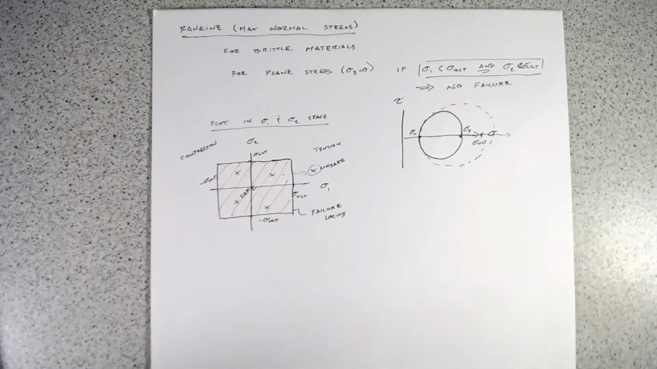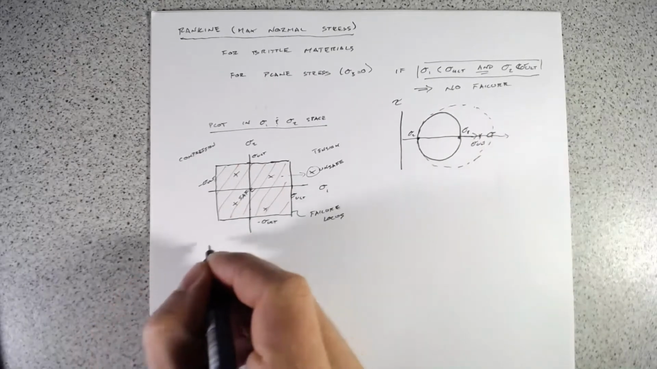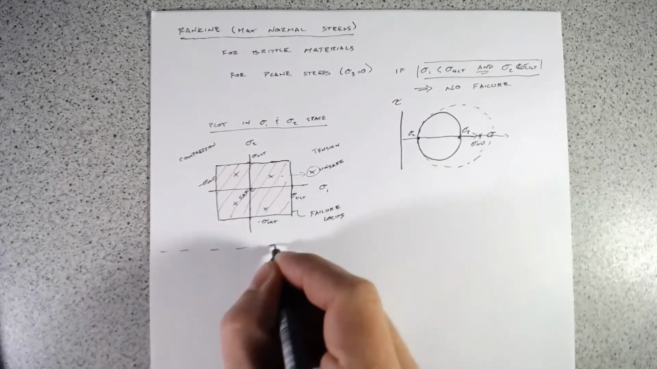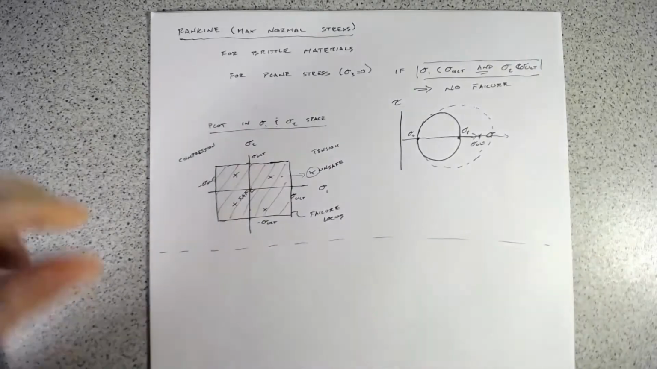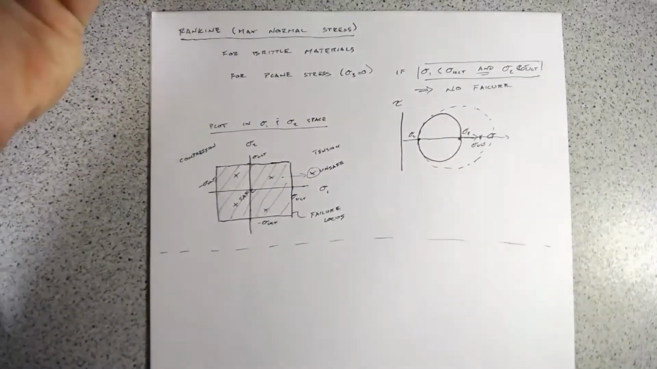So that's it. That's Rankine. It's actually not that scary. It's pretty straightforward. So moving on from there, let's look at our next failure criterion, which is the Tresca criterion.